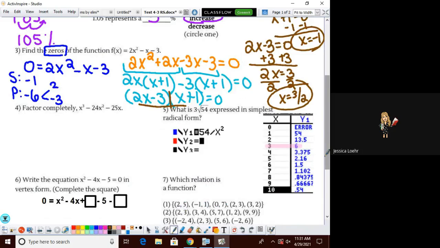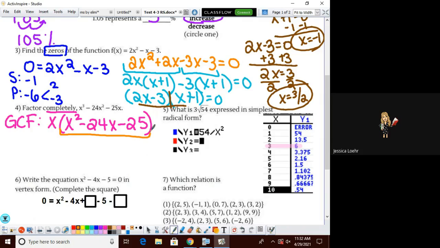Number 4 is just asking you to factor completely. So completely means you need to use more than one factoring method or factor it twice. I'm going to always try to do GCF first. When I look at this, I see I have a greatest common factor of x. They all have an x. When I take out x, I'm left with x squared minus 24x minus 25. On this bubble here, I can use sum and product. I know I have to factor twice because it said completely. The sum is negative 24, product is negative 25. I need to find a pair that multiplies to negative 25 and adds to negative 24.